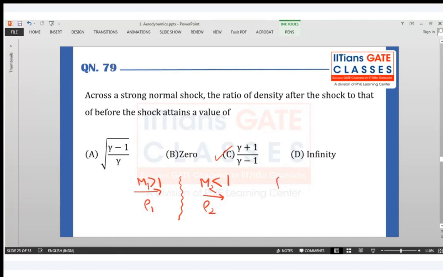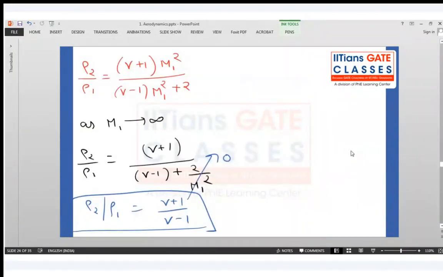They're asking the density ratio rho 2 by rho 1, what is the formula? A, B, C and D. So the answer is C. The question is how. Many students who are currently preparing for GATE remember this by heart. For them there is no issue. The problem is if you are revising long back.